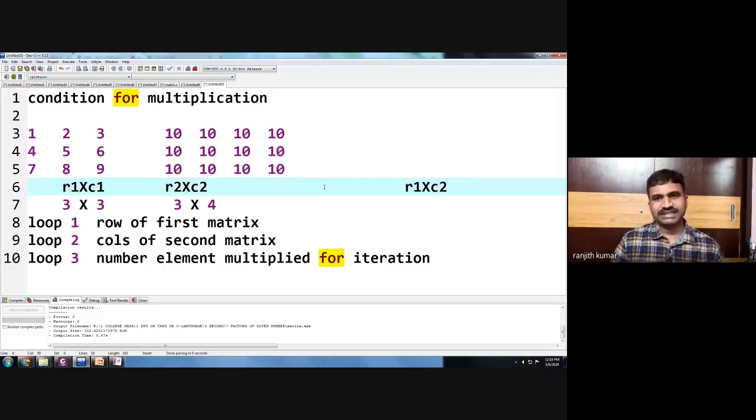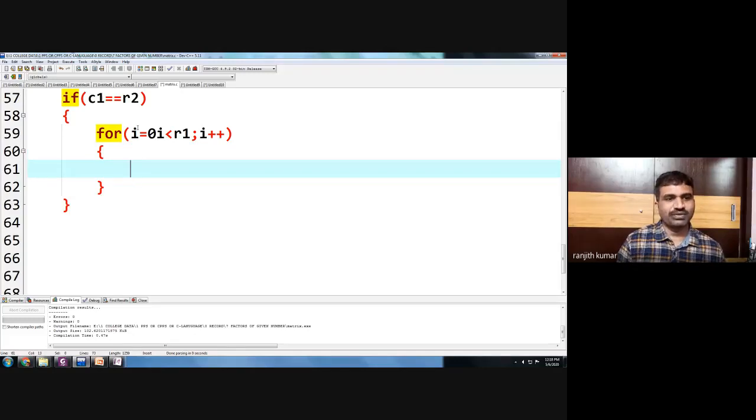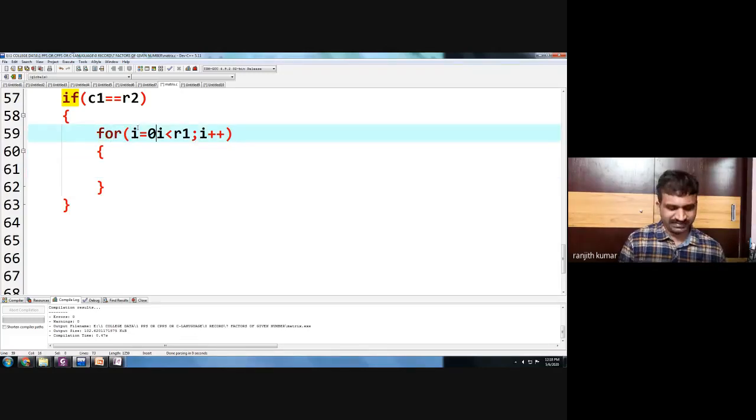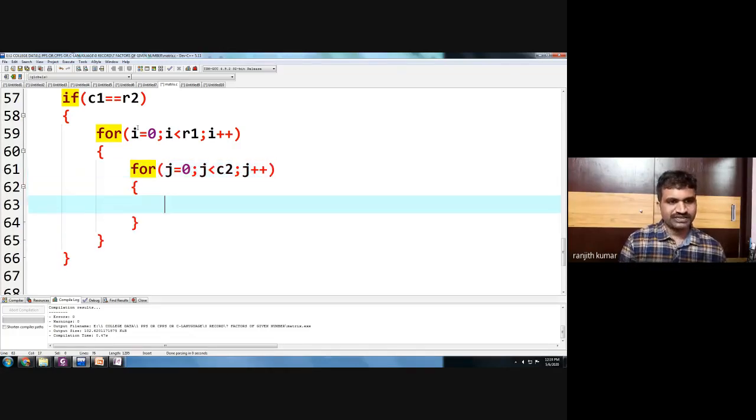Clear? Now let us calculate here. So as per the multiplication, first let us write the outer loop. For i is equal to 0, i less than the number of rows in the first matrix, i plus plus. Are we clear? Next, we will write the loop for the number of columns in the second matrix. For j is equal to 0, j less than C2, j plus plus. Are we clear? So this is about the first loop and second loop.